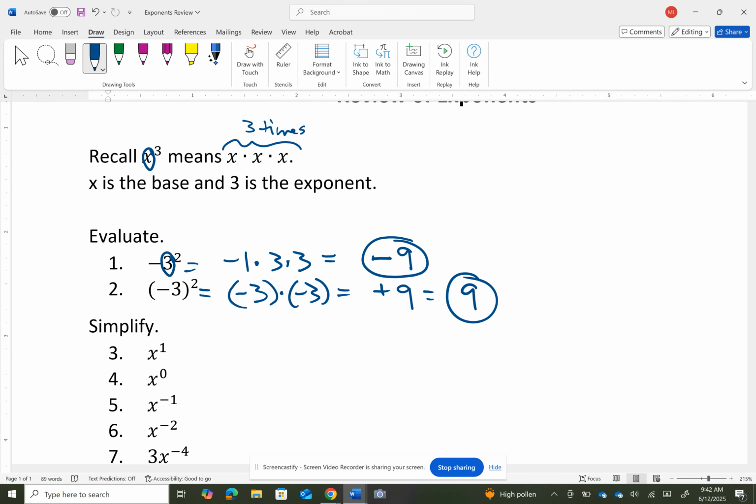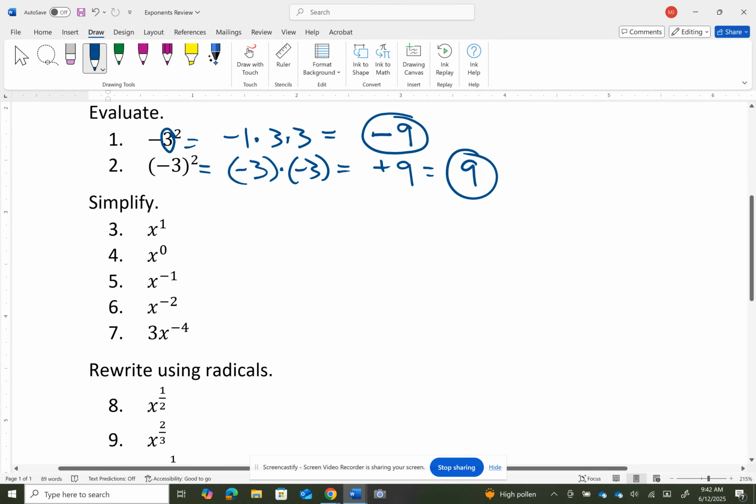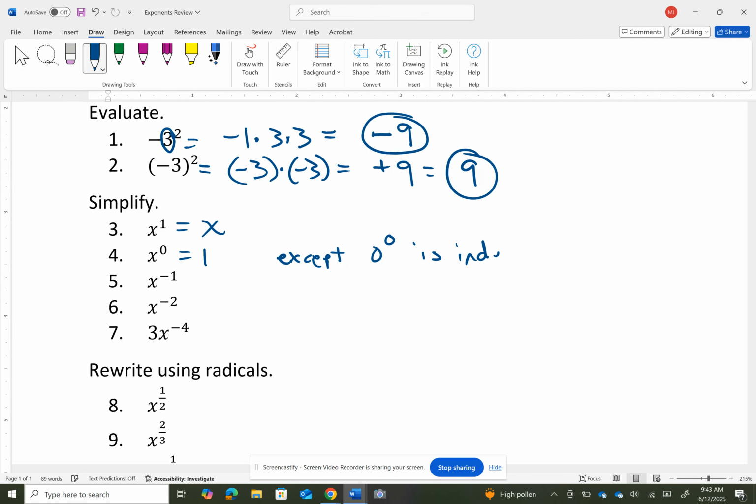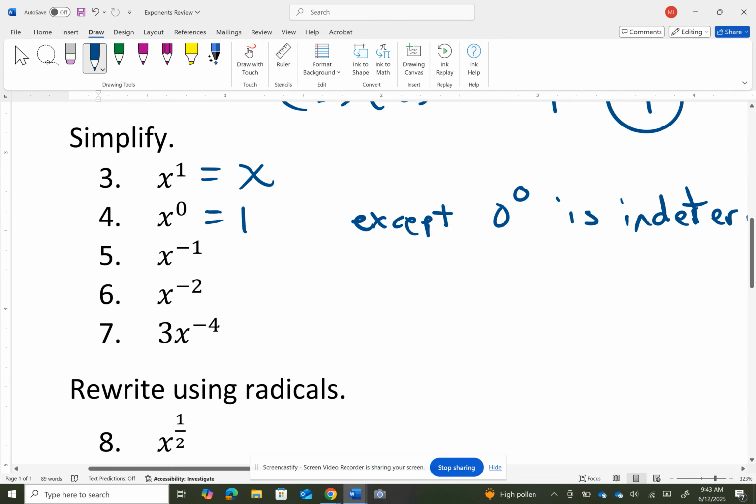A few other things to be reminded of. X to the first power is the same as x. X to the 0 power would equal 1, except if the base were 0. That is indeterminate. With some patterns, it would be nice for that to equal 0, and for other patterns that we encounter, it would be nice for that to equal 1, and so we can't say it's equal to any particular thing.